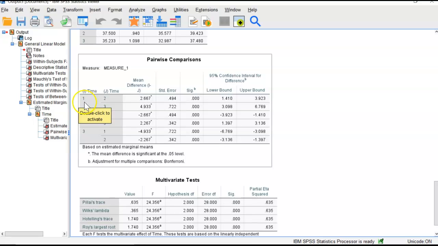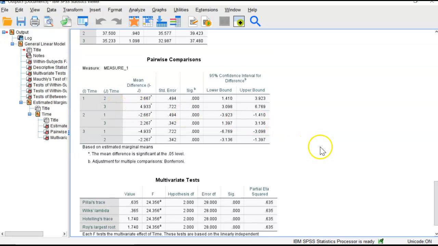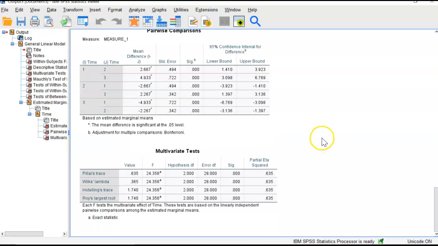So time 1 is different from time 2 significantly. Time 1 is different from 3 significantly. Time 2 is different from 1, time 2 is different from 3, and 3 is different from 1, and 3 is different from 2, and so on. So we have a significant change over time, and it's different from each time to the next time.